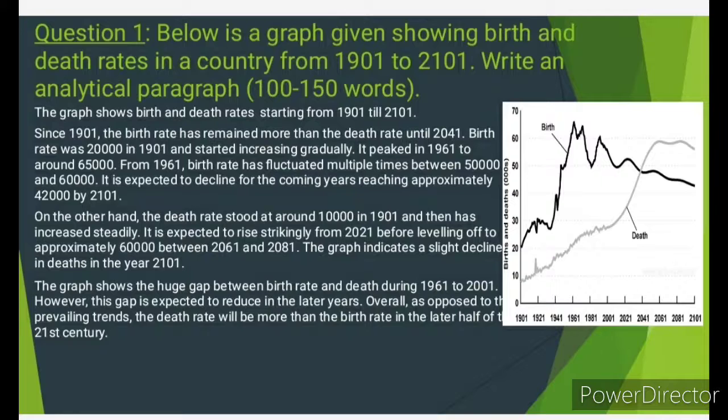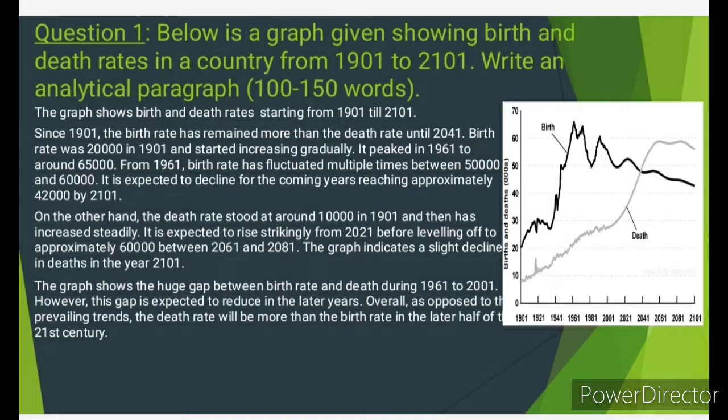Now let's have a look at this question. It's a graph showing birth and death rates in a country from 1901 to 2101. So you can be asked to write an analytical paragraph in 100 to 150 words. So how are you going to do that? Obviously, the first thing that you have to do is to think of an appropriate introduction. So you can begin like, the graph shows birth and death rates starting from 1901 till 2101, and it is followed by the main body, right?